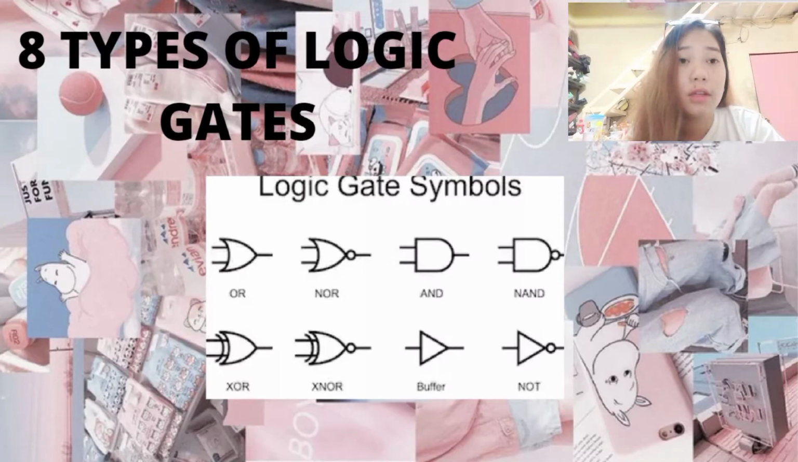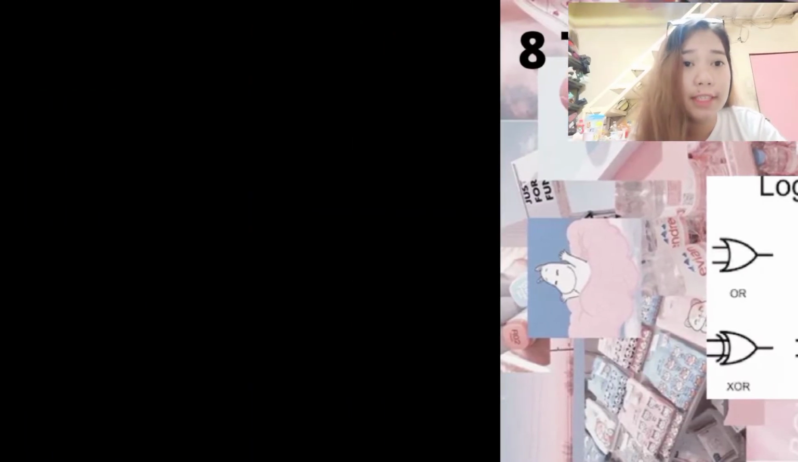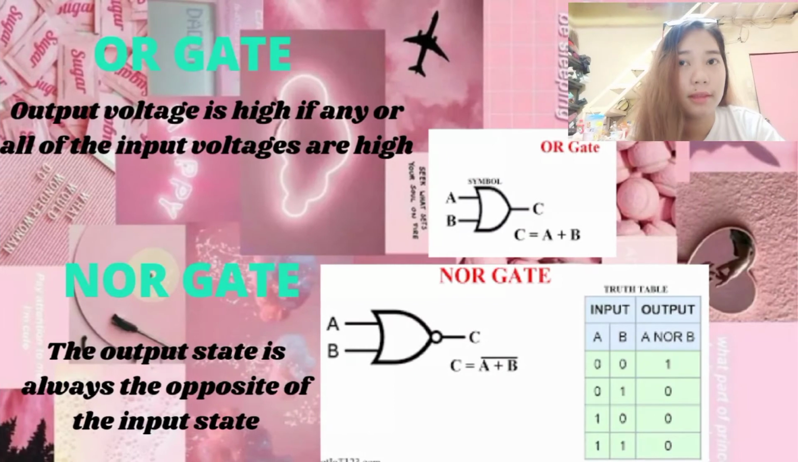Next are the 8 types of logic gates. First is the OR gate. OR gate output voltage is high if any or all of the input voltages are high. An OR gate is an electronic circuit that gives a high output if one or more of its inputs are high. A plus sign is used to show the OR operation.